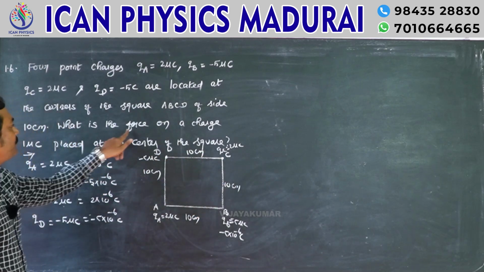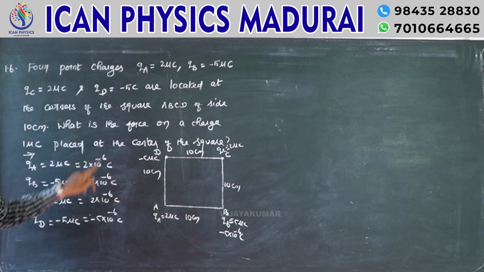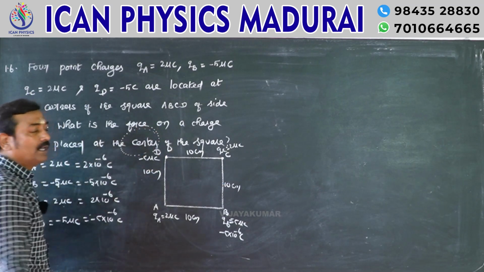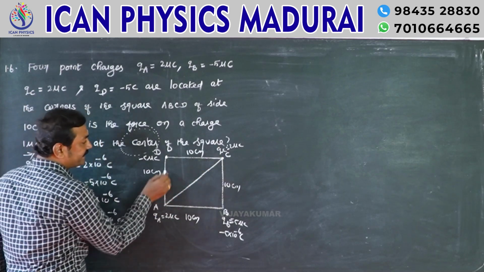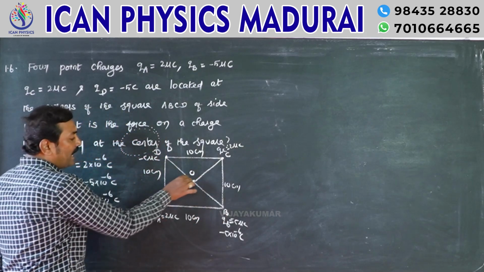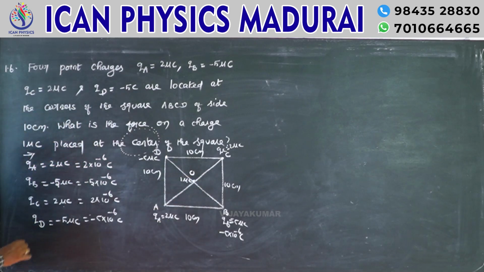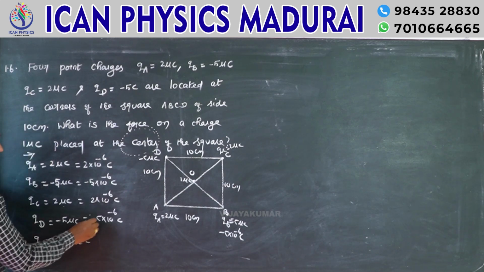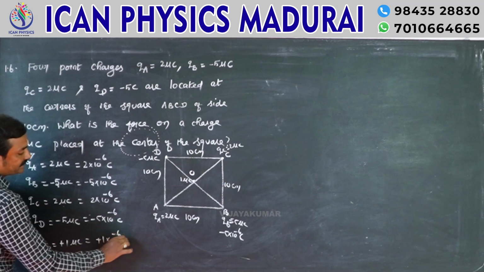What is the force on a charge of plus 1 microcoulomb placed at the center? How can we find the center? The point of intersection of the diagonals gives the center. At the center, we are placing 1 microcoulomb of charge. So the charge at the origin is plus 1 microcoulomb. Converting, 1 into 10 to the power minus 6 coulomb.